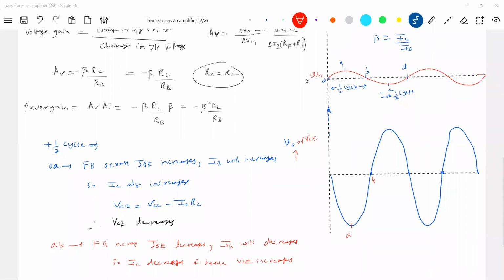Okay, fine. I think I wrote A only. This is A. Agree with this. So like this, we can explain the curve. Therefore, the input and output signals will be 180 degrees out of phase.